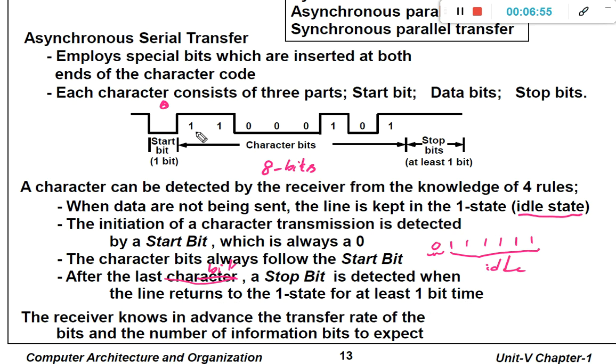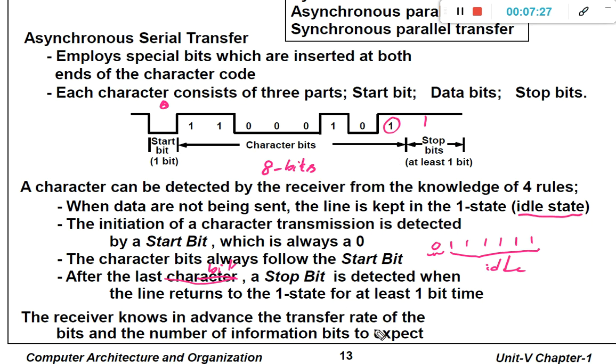So after the 8 bits are transmitted, 1 1 0 0 0 1 0 1, after the last bit, if there is a 1 bit, then it represents a stop bit. Then it will once again come to the one state. One state means idle state, that is, no character is being transmitted.